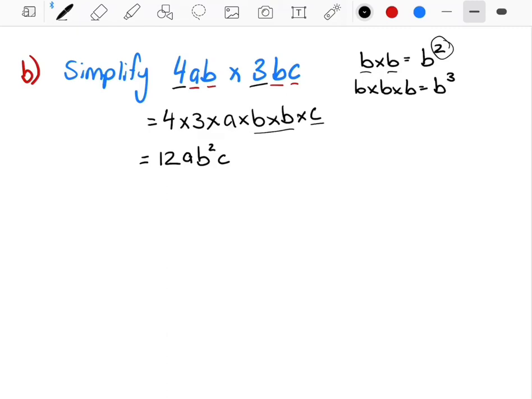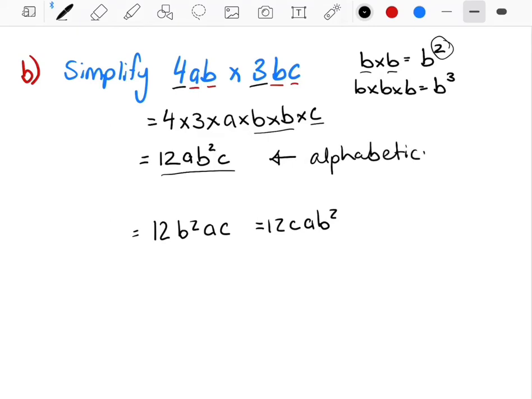So here it's easier. We can rearrange this to any order. So this could be 12B squared AC, or it could be 12CAB squared. We can put them in any order. We just prefer alphabetical order. And it just makes it kind of easier to read as well, because trying to go Y, X doesn't seem right when you go X, Y, Z. Okay, and that is it for this.